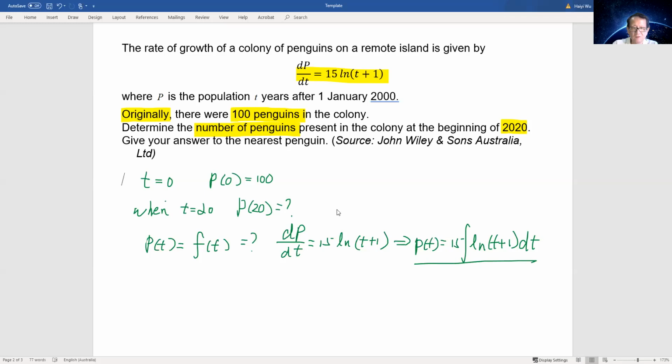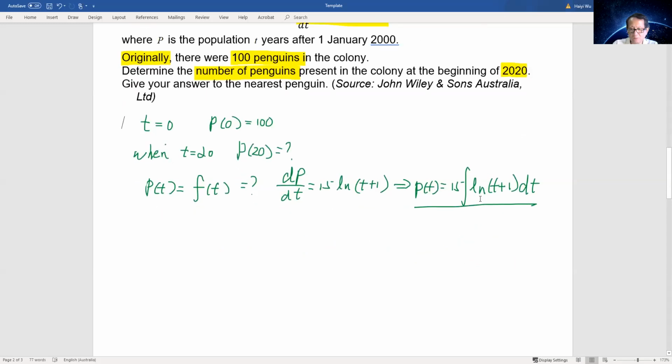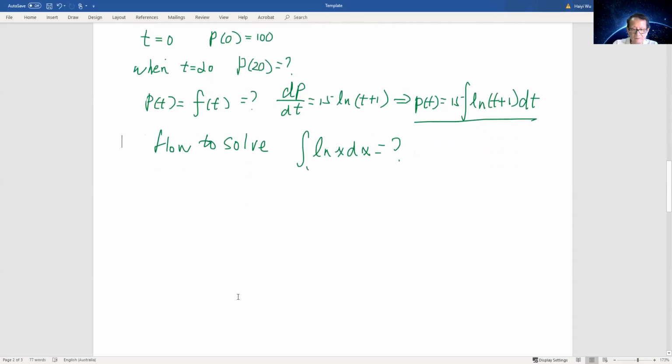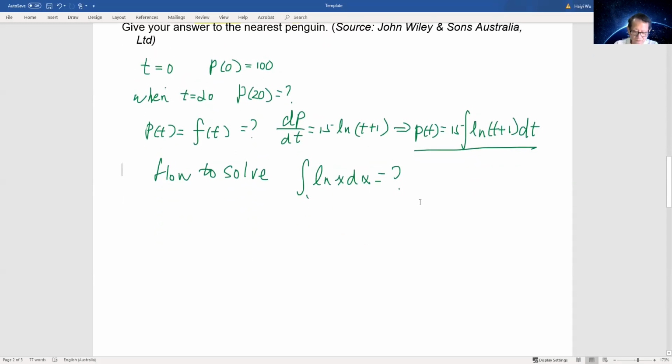That's why this is an unseen question: we haven't seen the formula for how to integrate it. So the question is how to integrate a log, ln. We haven't done this formula before. So let's introduce today how we solve this by using a new method called integration by parts.